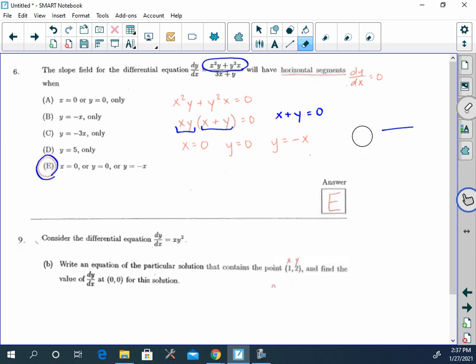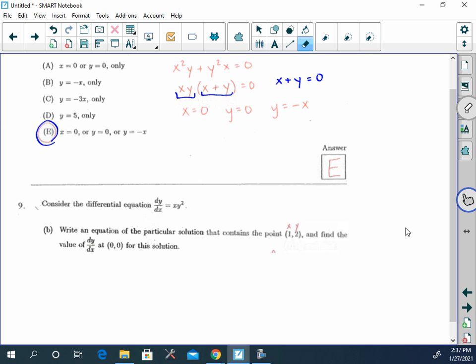And then 9 part C was the next question here. So consider the differential equation, write an equation of the particular solution. So we're trying to separate the variables and then take the integral of both sides. So I'm going to take the dx and times it over here first. And then to get the y's together, I would have to divide both sides by y squared. So we would have 1 over y squared dy equals x dx. That look okay to you?